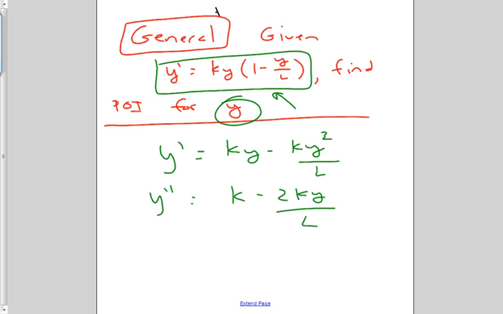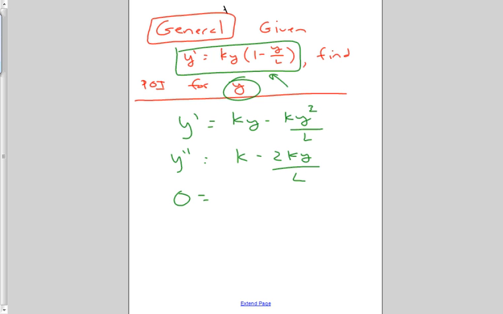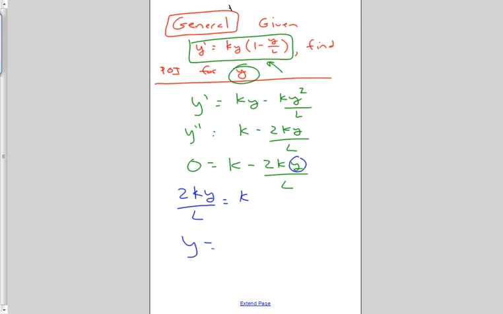And we want to see where that equals 0. So 0 equals k minus 2ky over L. And we're going to solve this for y. So we get 2ky over L equals k, or solving for y, y equals L over 2. Interesting that the point of inflection is going to occur when y equals half of its limiting amount. And then to find the corresponding x value, we will do the following.